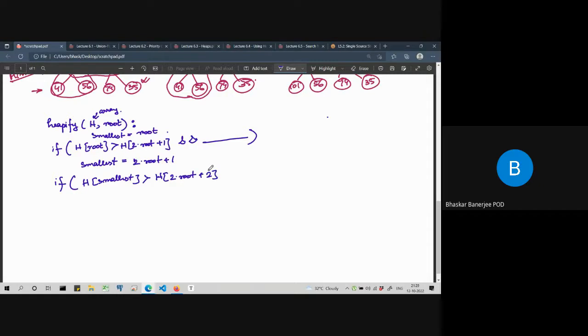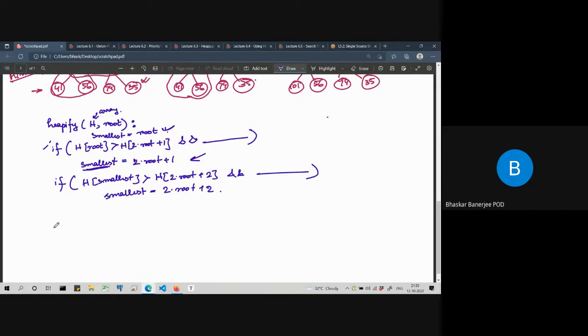Now, what does this mean? This is my right child. So at this point, the smallest value that I got, whether it is the root itself or the left child of the root, would be present in the smallest variable. If this if case does not satisfy, then obviously smallest would be the root. So I would compare that, and if I see that the right child is smaller than all the other two nodes, I would again modify smallest equal to 2 into root plus 2. So at this point, whatever smallest stores would be the least number.